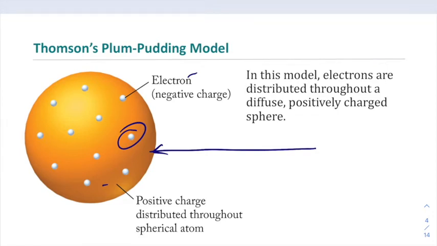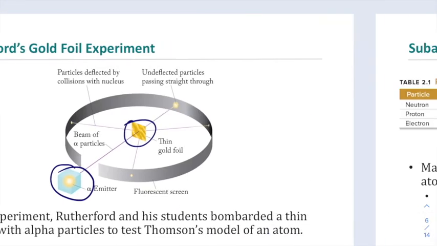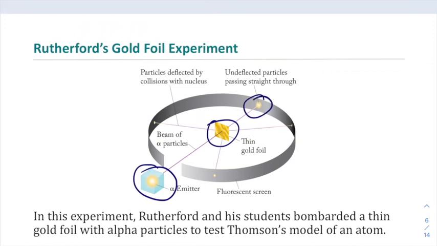And therefore if they hit this, they should maybe deflect slightly. And for the most part, since this is just electrons dispersed throughout this positively charged sphere, these alpha particles should, for the most part, just go right through. And effectively, it's kind of what he saw. Most of the particles went straight right through, and he detected it on this fluorescent screen behind it. Occasionally, they would be deflected slightly, which also made sense.